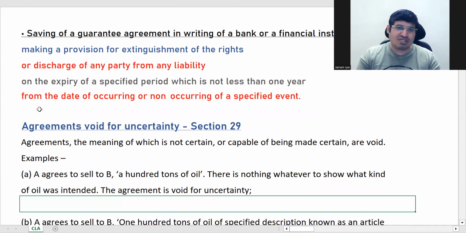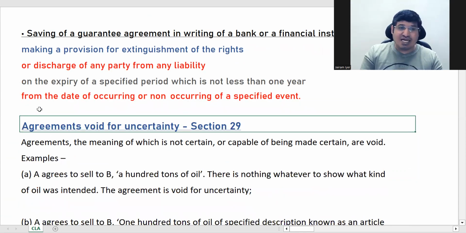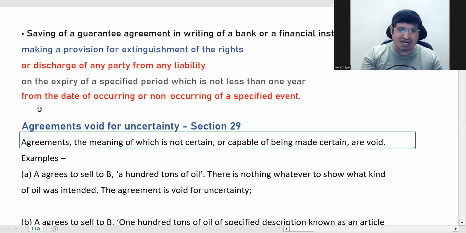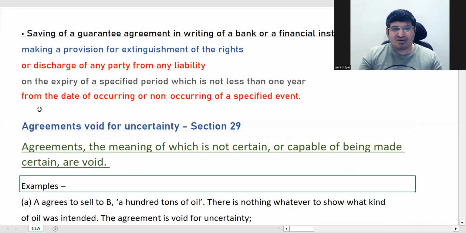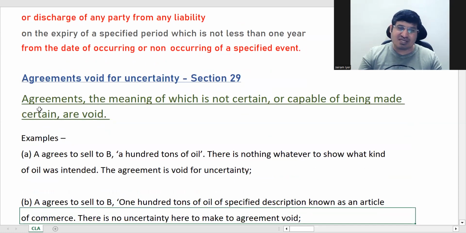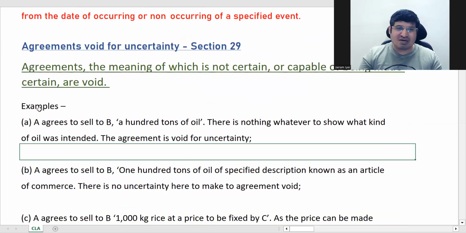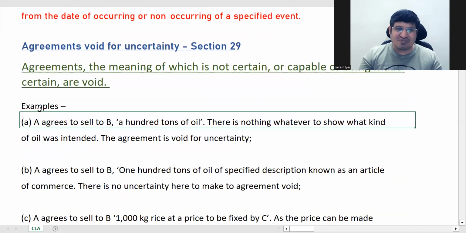So now all these things have happened, and next is agreements void for uncertainty. Which agreements are void? We are continuing with that. Agreements void for uncertainty: agreements, the meaning of which is not certain or capable of being made certain. There are some examples we can quickly see.